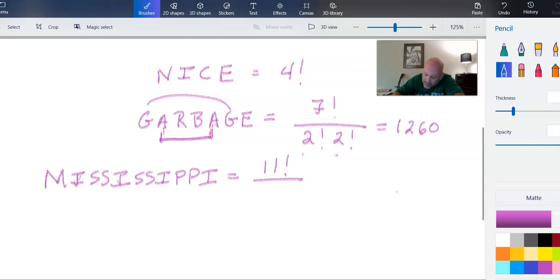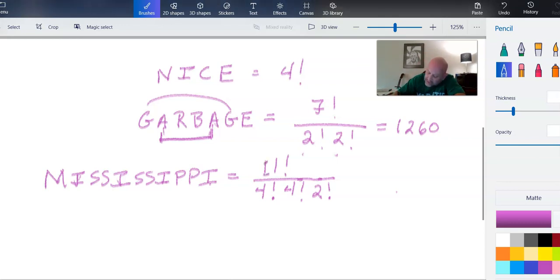I, let's see, 1, 2, 3, 4. I shows up 4 times, so I have to divide by 4 factorial. Okay, so we've taken care of the I's now. Let's look at the S's. Well, S's show up 4 times, so I have to divide by another 4 factorial. Okay, and let's see, I've taken care of I's and S's. Now I have P's, and I have to divide out the repeats for the P's, which is going to be 2 factorial.